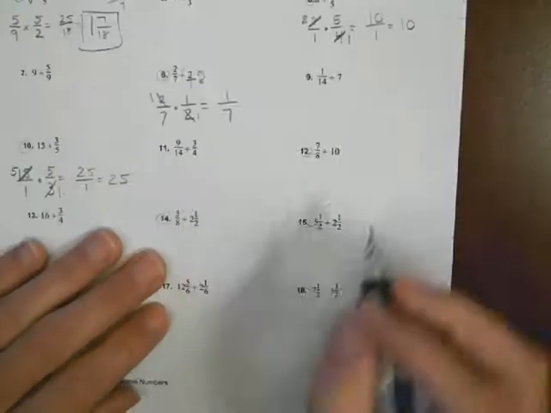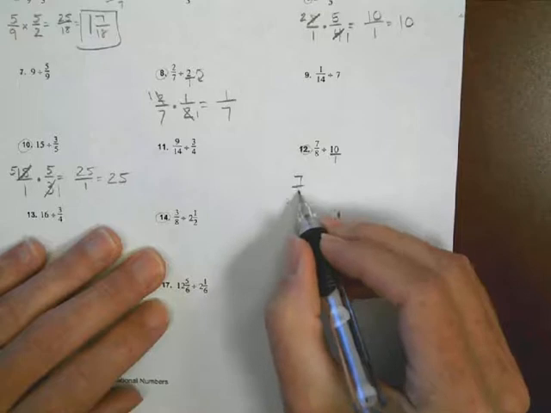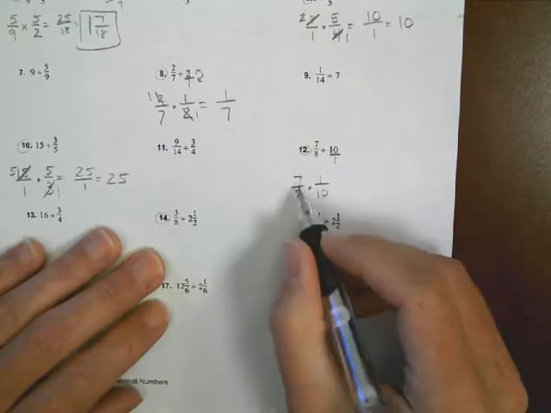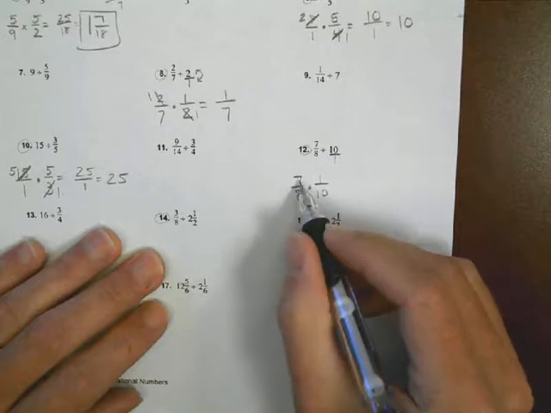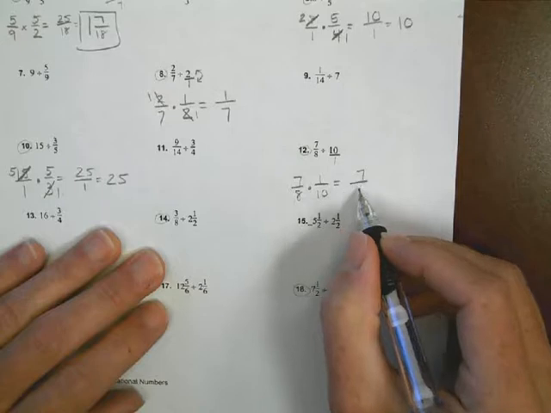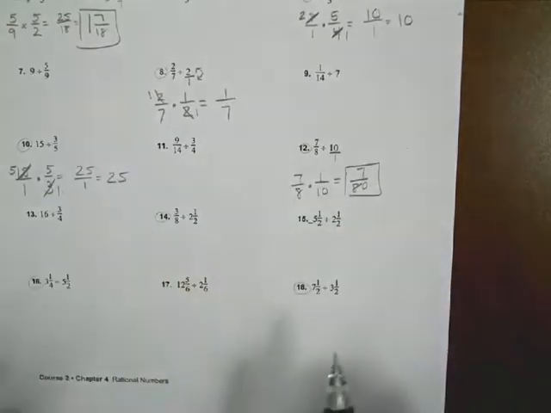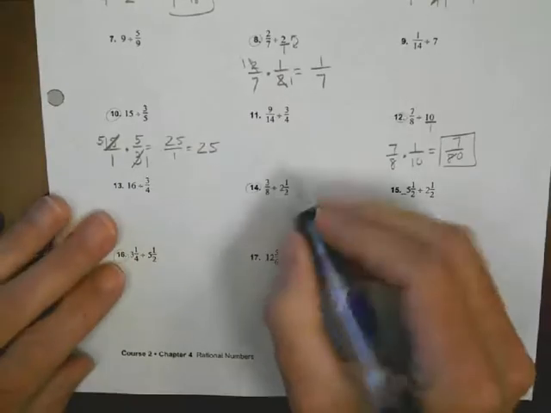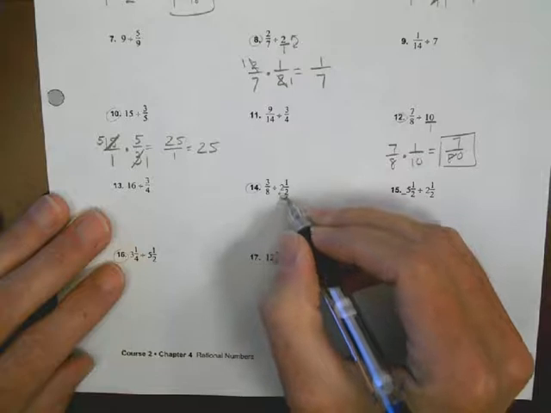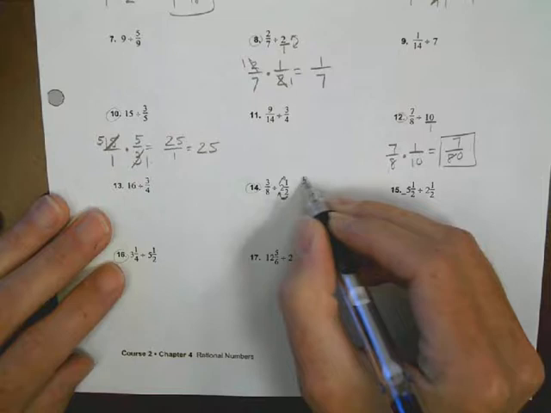Looking at number 12. Again, this is 10/1, so let's rewrite this now as 7/8 times, flip it, 1/10. I can't reduce here or here, can't reduce there or there, so I just multiply straight across, and I have 7/80. That's all I can do on that one. Number 14, I have to rewrite this one. I don't want to leave a mixed number. So I'll do 2 times 2 is 4, plus 1 is 5/2.